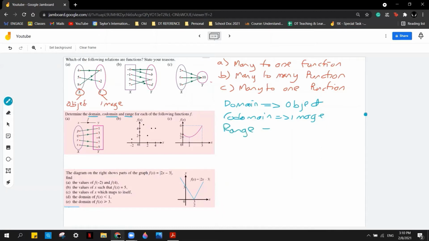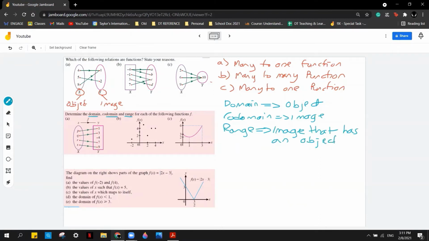So range is pointing towards any image that has an object. Please apologize for my writing. I'm trying my level best again here because I'm not using a tablet, I'm just using a sketchpad. So again, range is any image that has an object.